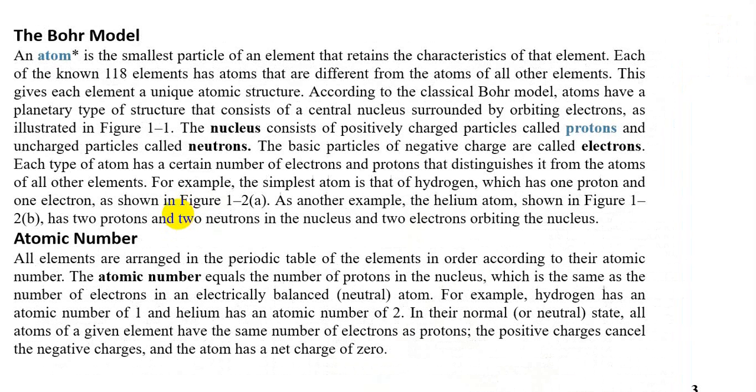The Bohr model: an atom is the smallest particle of an element that retains the characteristics of that element. Each of the 118 elements has atoms that are different from atoms of all other elements. This gives each element a unique atomic structure. According to the classical Bohr model, atoms have a planetary type of structure, as we said above, that consists of a central nucleus surrounded by orbiting electrons, as is illustrated in Figure 1.1.